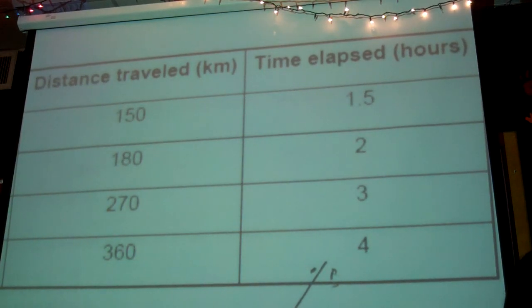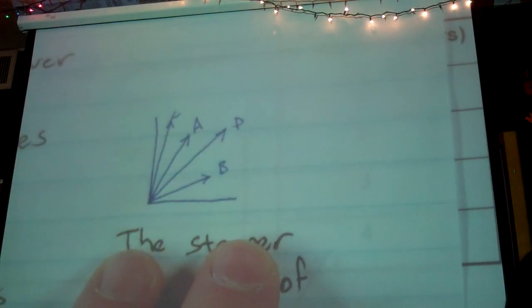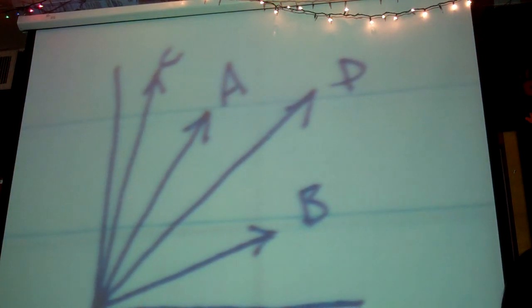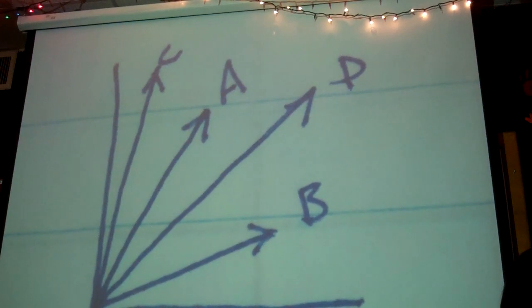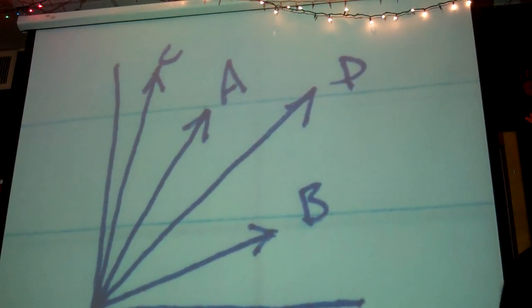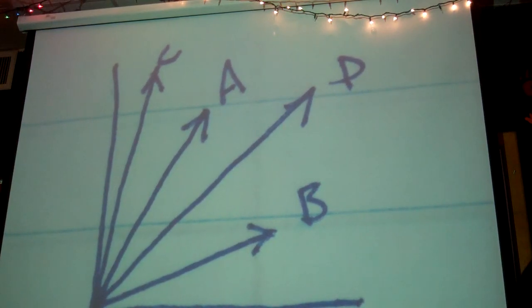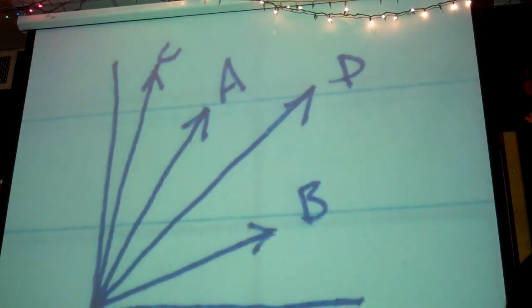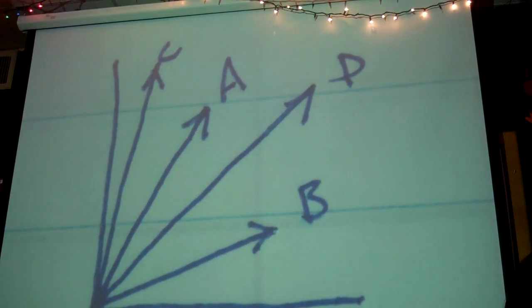Then Mr. Freeze. Okay? I have 4 lines: C, A, D, and B. Which is the steepest? C. Which is the most gradual? B. If these were in a race, who would win? C. Who would get second place? A. Who would get third place? D. And who would get last? B. Okay? C is the steepest. B is the most gradual.